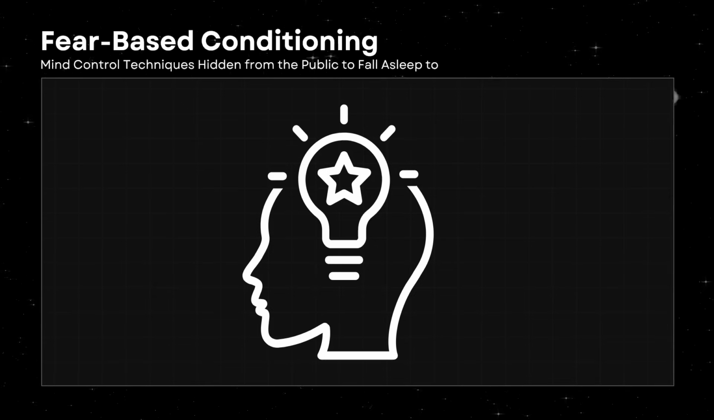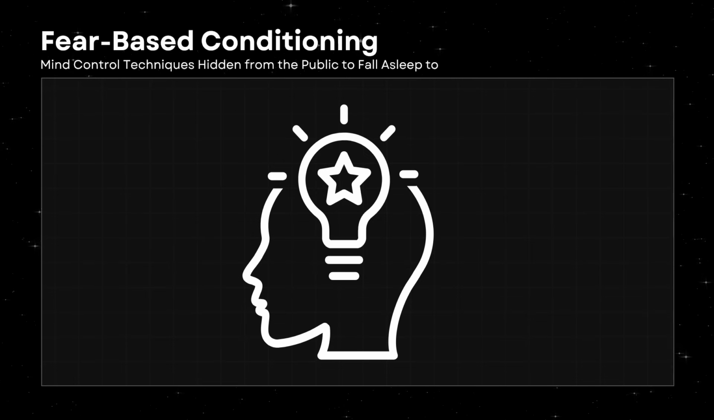Fear-based conditioning is a method that shapes behavior by using fear as a trigger. When people face constant threats, whether real or not, they tend to seek safety. Over time, they become more willing to give up certain freedoms or control if they believe it will keep them safe. This kind of conditioning doesn't need to use direct threats. It works by repeating messages, stories, or warnings that keep the fear alive.